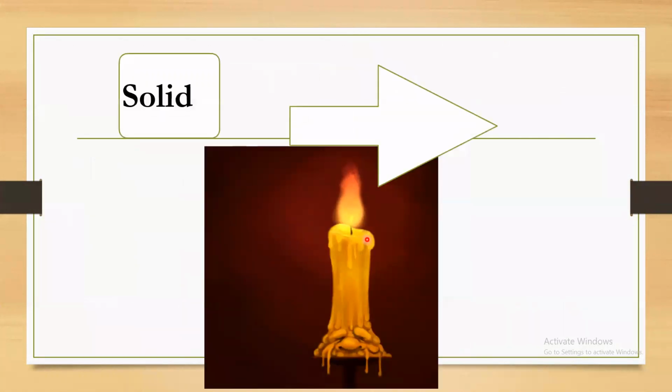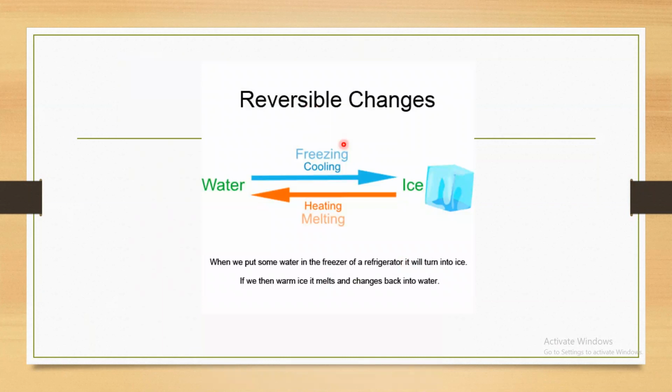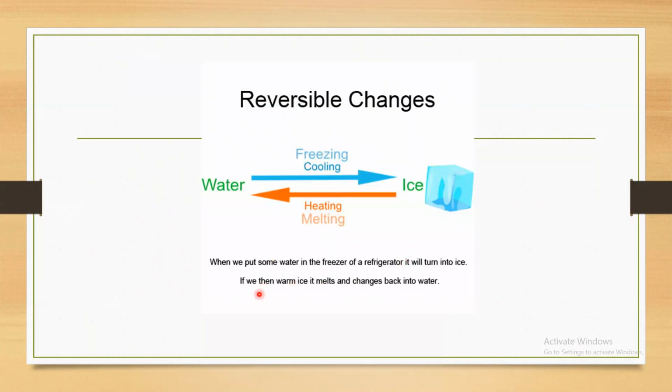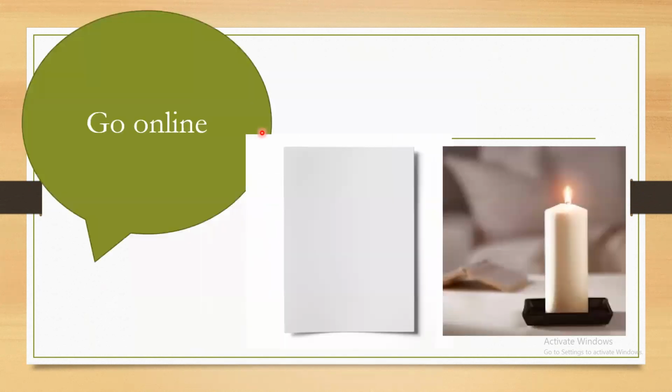But what about the candle? If you heat it, it will change from solid to liquid. If you cool it, it will change again from liquid to solid. So we call this a reversible change. Reversible change means that the change can change back. If we warm the ice, it melts and changes back into water. By cooling, water changes to ice again, and by heating, it changes again to water. So water to ice and ice to water can change back and forth. This is called a reversible change, okay?